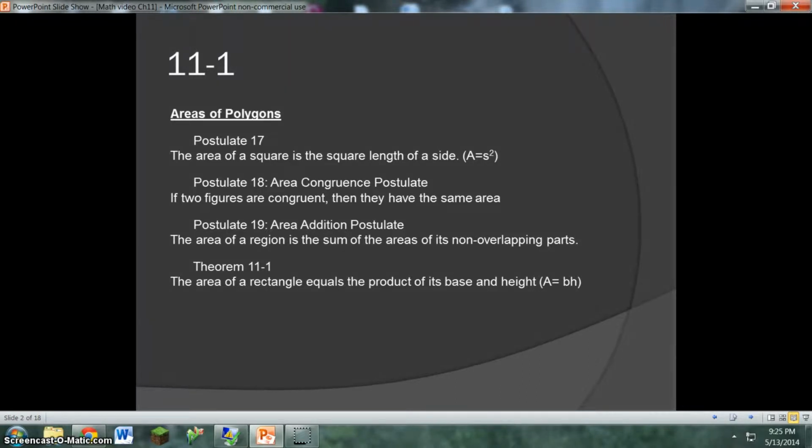Postulate 19, Area addition postulate. The area of a region is the sum of the areas of its non-overlapping parts. Theorem 11.1. The area of a rectangle equals the product of its base and height.